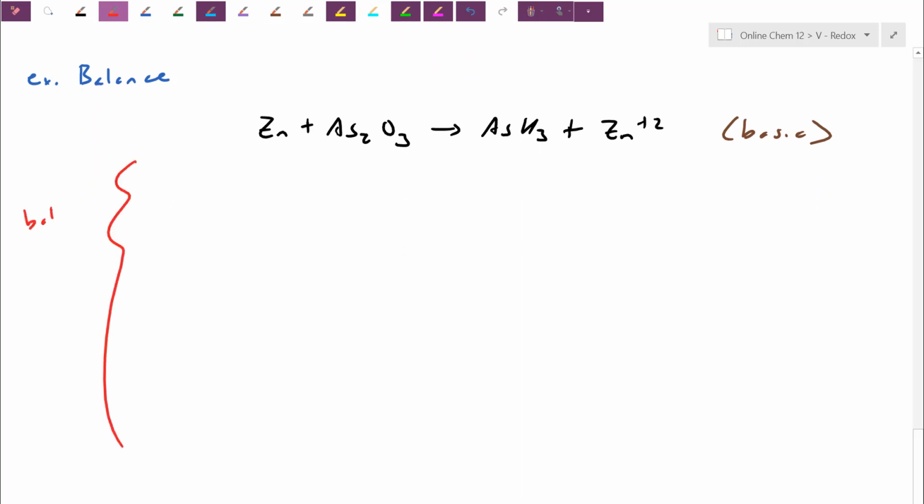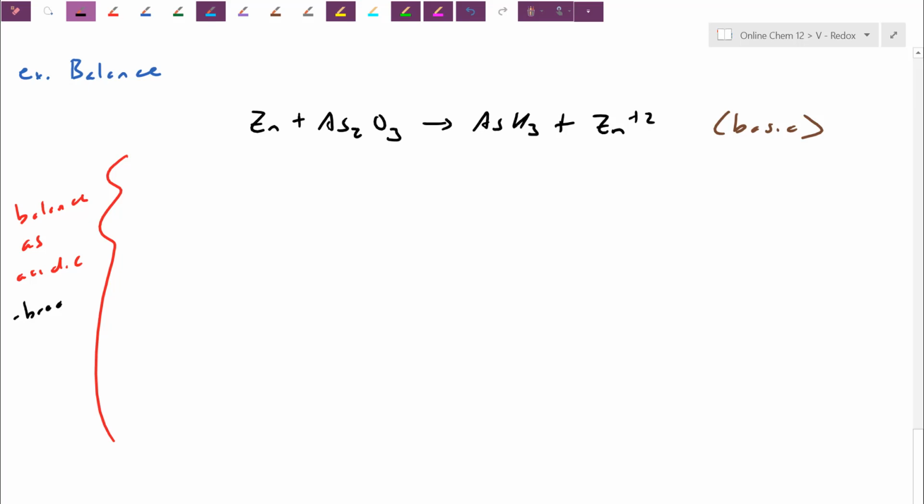So balance as an acidic solution, just like we did before, right? Well, what did we do before? We broke it up into half equations. We balanced the half equations by following that major hydroxide acronym, and then we combined by canceling them. So we're going to do all that again. If they emphasize that it is basic, I'm just going to add one last step at the very end.